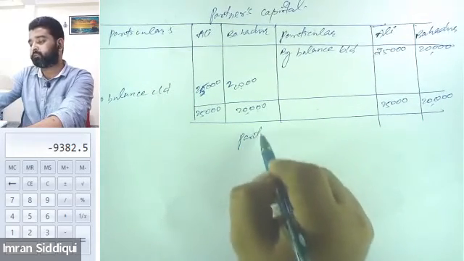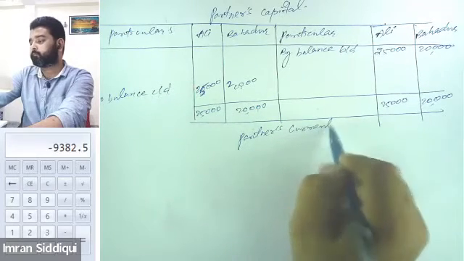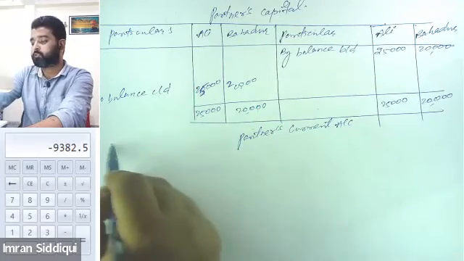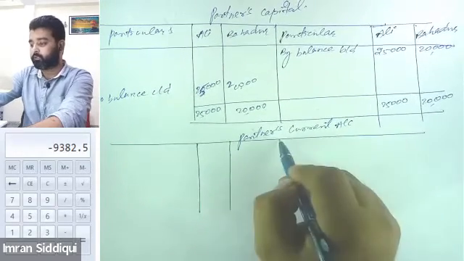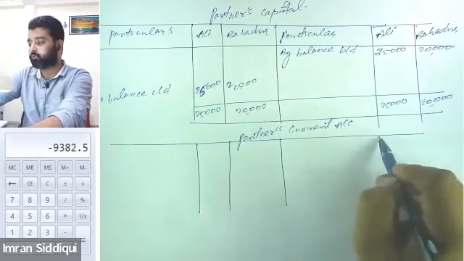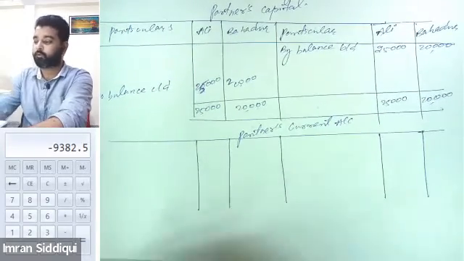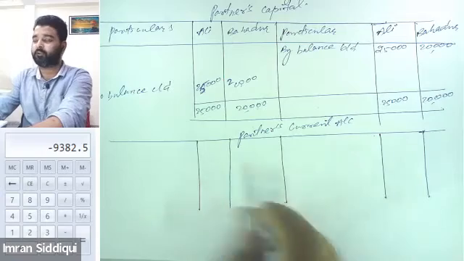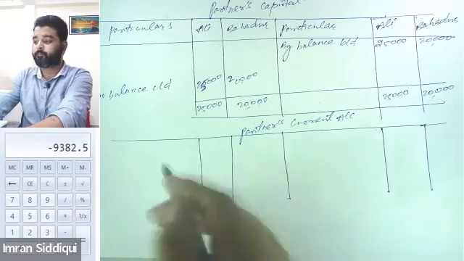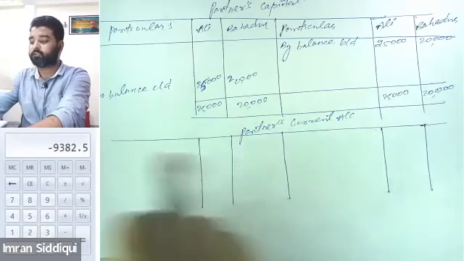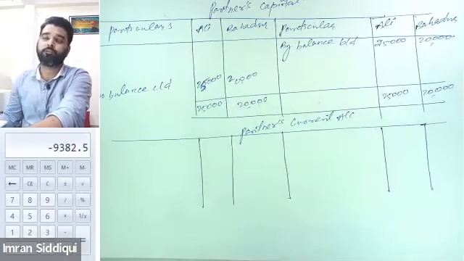So for the partner's current account, we will prepare a similar format again. Particulars, amount of Ali, amount of Bahadur, and again particulars, Ali, and Bahadur. I'm not writing down the heading this time. This is the particulars column, this is Ali's column, this is Bahadur's column, again particulars, Ali's column and Bahadur's column.